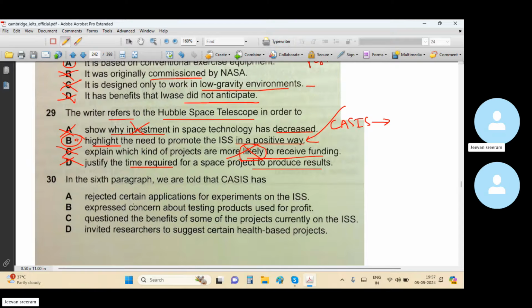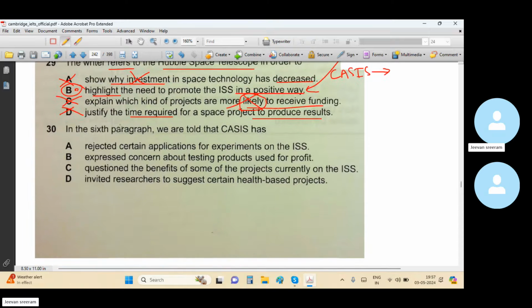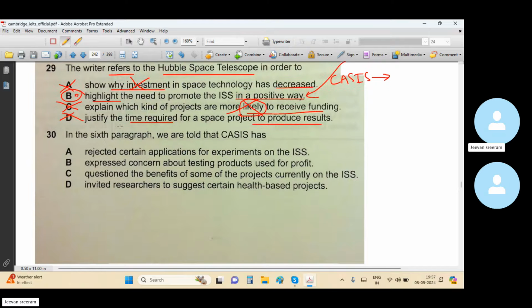We have even discussed the related information. One of CASIS's roles is to convince public and private investors that science on the station is worthwhile. Why is B correct? That statement suggests a need to better promote or justify the ISS compared to the highly productive and less expensive Hubble Space Telescope, right? Hope this helps you understand question 29.